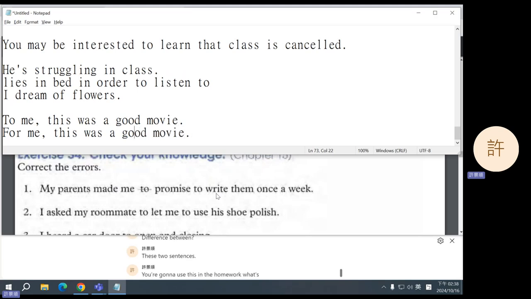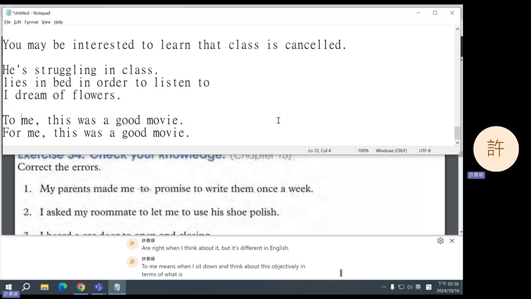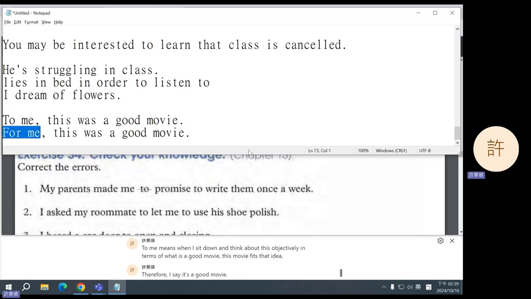What's the difference between to me and for me? Both of these in Chinese are 对我来说, right? When I think about it, but it's different in English. To me means when I sit down and think about this objectively in terms of what is a good movie, this movie fits that idea. Therefore, I say it's a good movie. For me means in my experience, according to my feelings, I feel like this is a good movie.